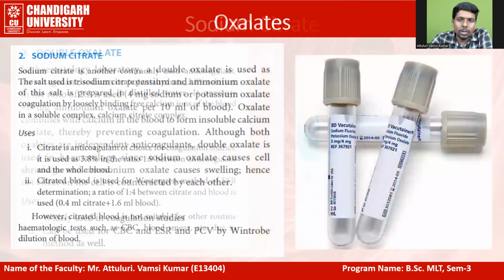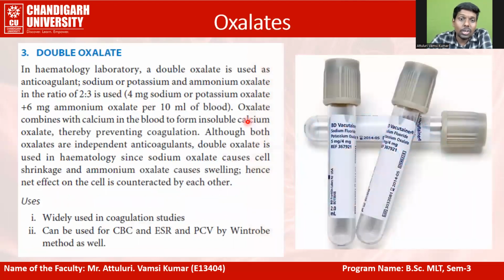Then the third anticoagulant will be double oxalate. Oxalates are extensively used for estimation of CBC, PCV, and ESR. There are two types of double oxalates. One is ammonium oxalate solution and the other one is sodium oxalate solution.